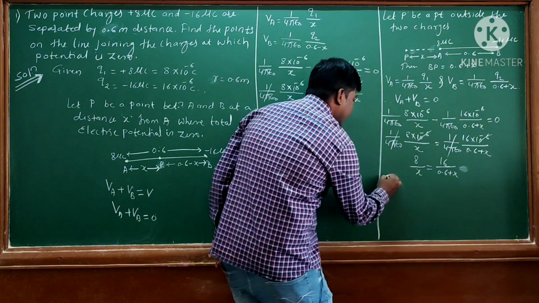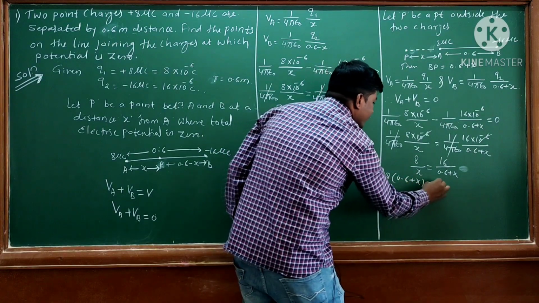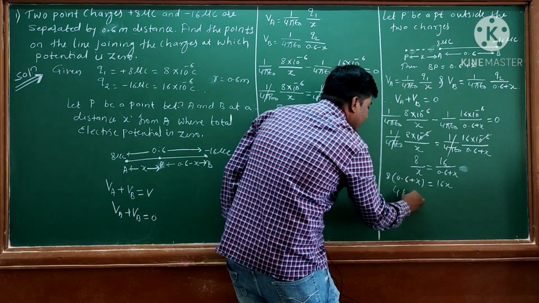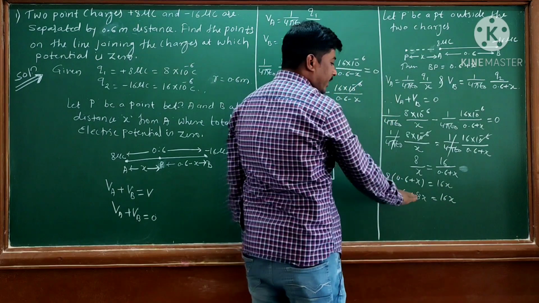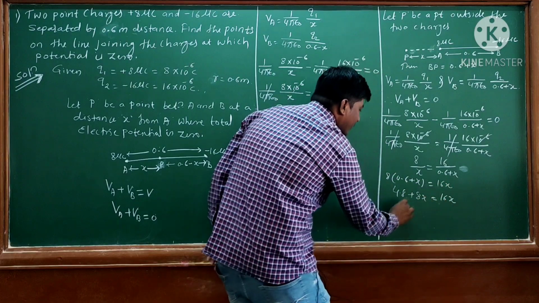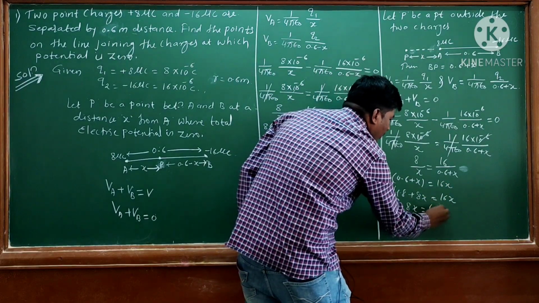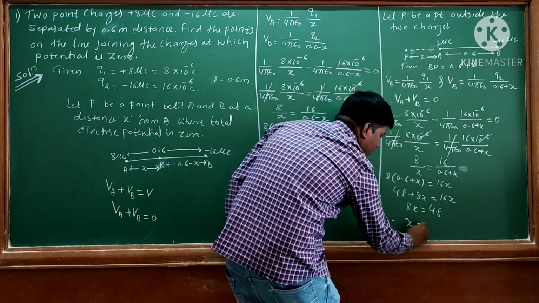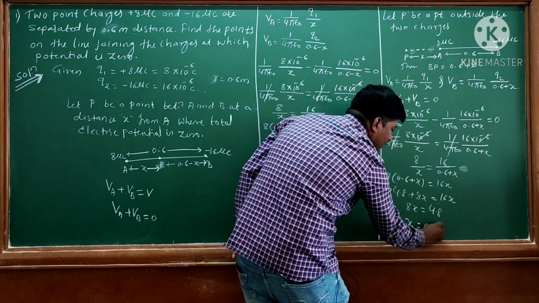So it is 8 into 0.6 plus x, which is equal to 16x. So it is 4.8 plus 8x, which is equal to 16x. So 8x gets minus. So 16x minus 8x is equal to what? 8x, which is equal to 4.8. Therefore x is equal to 4.8 divided by 8, that is 0.6 meter.